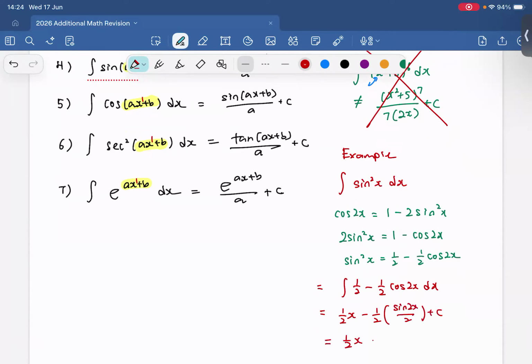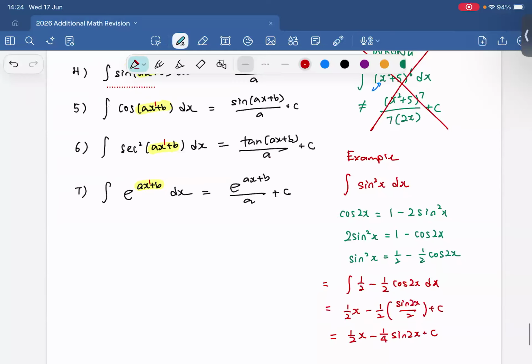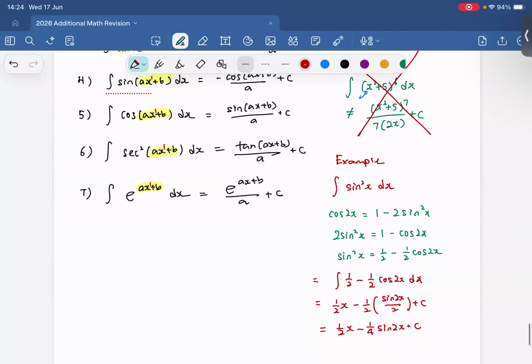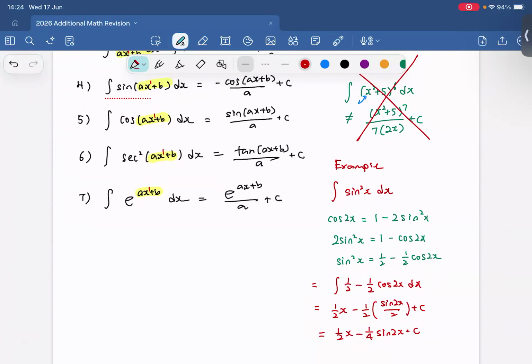So this is the basic principle behind integration. You don't embark on your integration until it looks like these 7 integrations. You should not just randomly jump and do it. I hope this example allows you to see that.